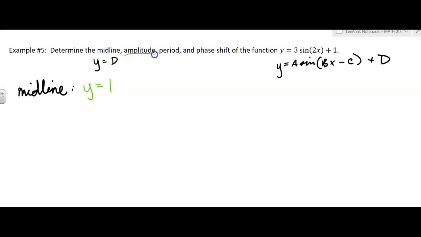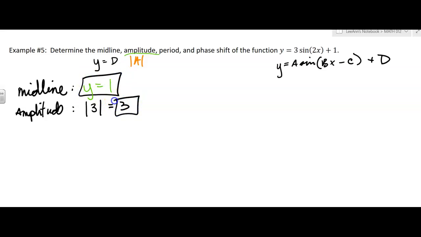The amplitude, well, that's going to be the absolute value of A. And so our A is 3, so the absolute value of 3 is going to be 3. So amplitude, so we've got this, and then we've got the amplitude being 3.